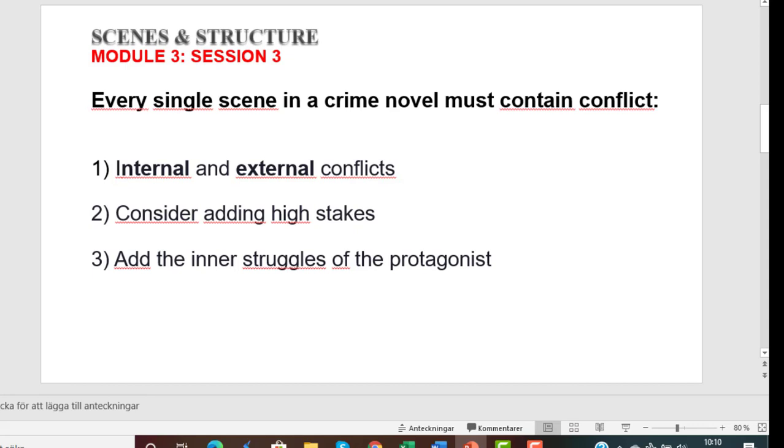But don't forget to add the inner struggles of the protagonist. Make them face their fears, uncertainty in making decisions, flawed, and make them remarkably complex. And keep asking, what secret is the protagonist keeping? Is the protagonist hesitant, impulsive, or skeptical? And what is she or he going to do next?